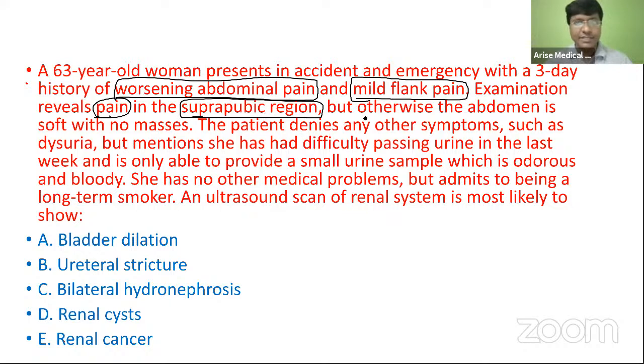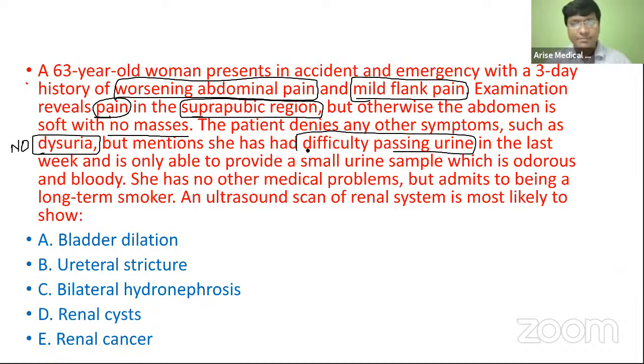Pain in the suprapubic region. But otherwise, the abdomen is soft with no masses. The patient denies any other symptoms such as dysuria. That means there is no dysuria. But she mentions she has had difficulty in passing urine.